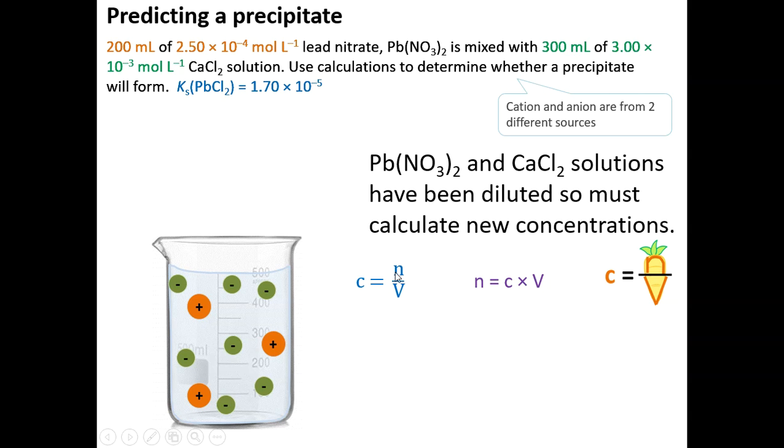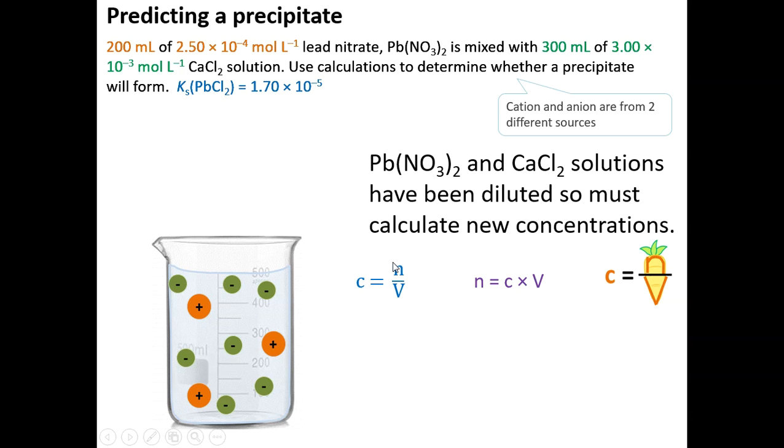If you think of the formula C equals n over V, I always remember it using a caret. So C for caret is n over V. The round top is the n and the V is at the bottom, because a caret is sharper, pointed at the bottom. And now we have to substitute. We are given a concentration, but it's not the real one. We need to calculate the new concentration. So we have a volume, which is our 500 milliliters, and we need to work out n.